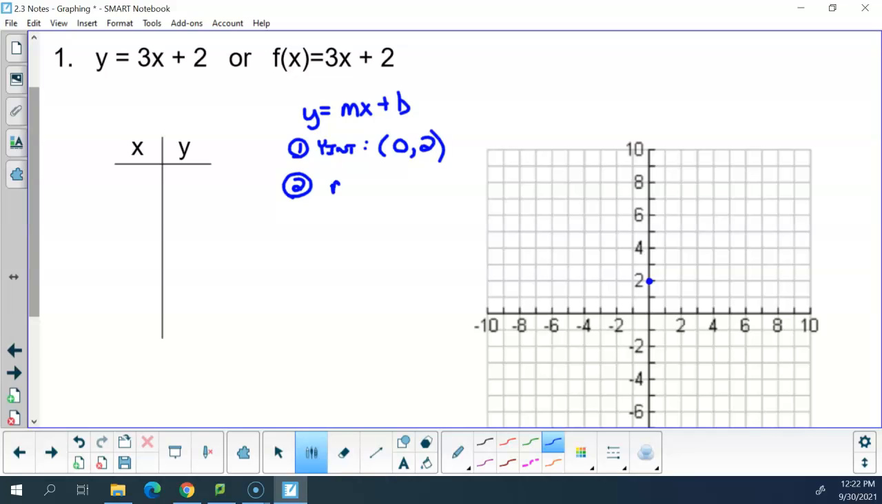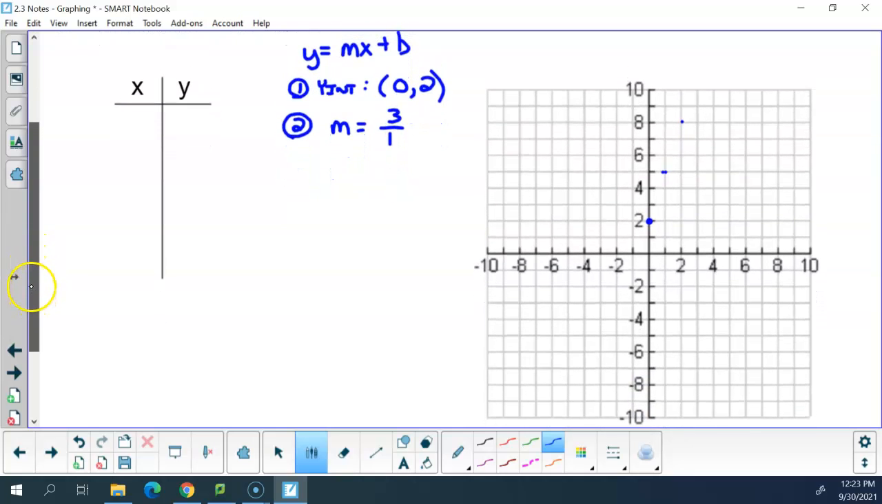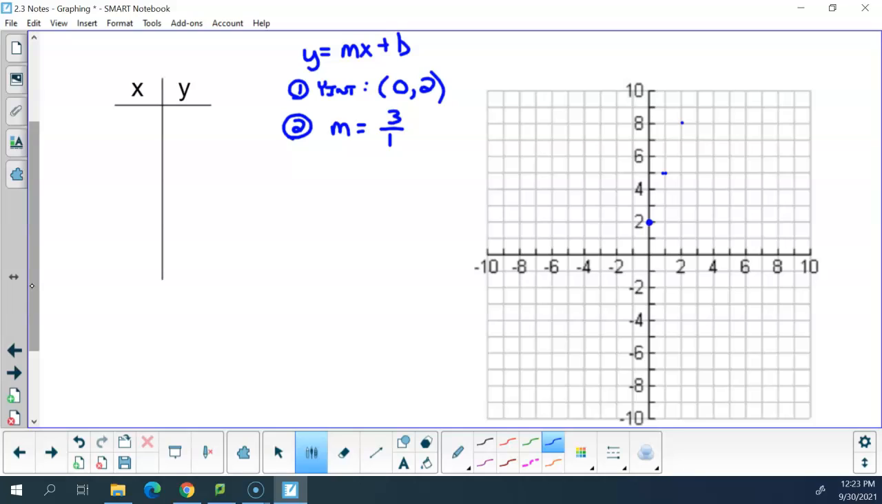The slope of this line is 3, but I'm going to consider it as 3 over 1, because then it's in my rise over run form. So from my y-intercept, I'm going to go up 3, and I'm going to go right 1. Up 3, right 1. If I went up 3, right 1 more time, I'd be off of the page. If I don't have enough space to go up 3 and right 1, I can always go down 3 and left 1.